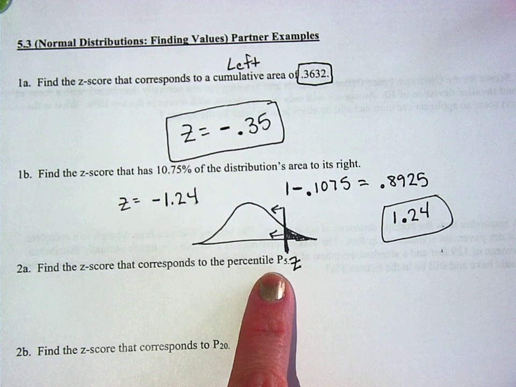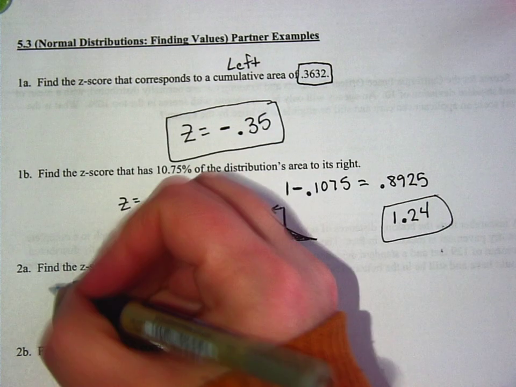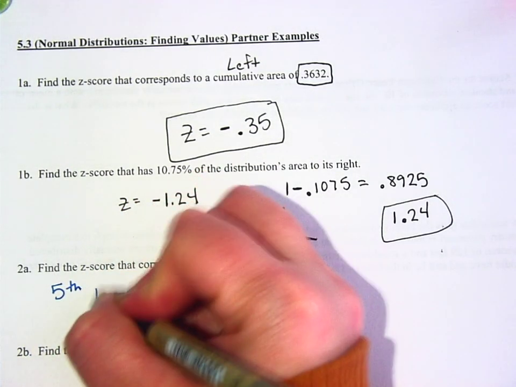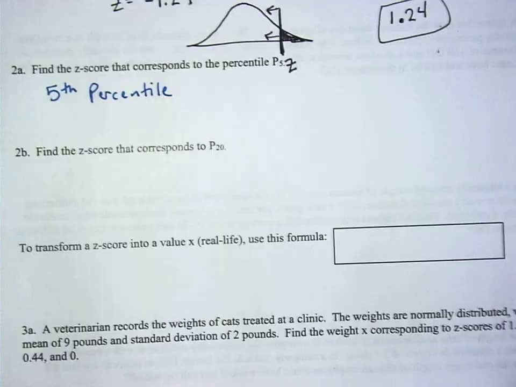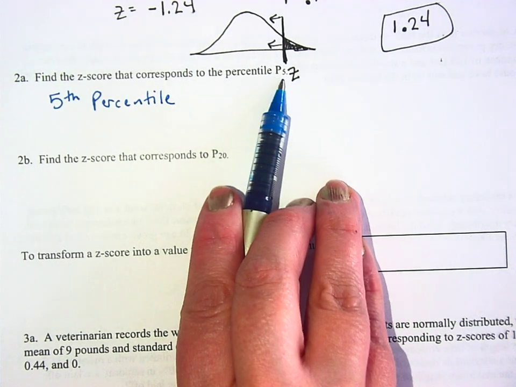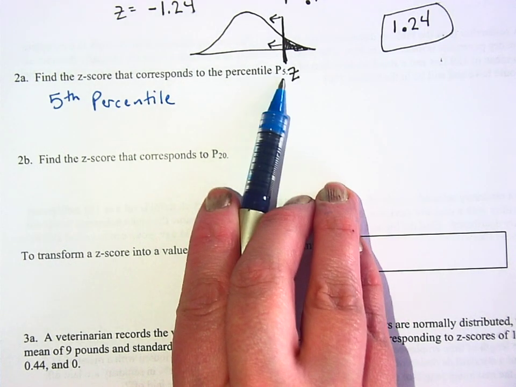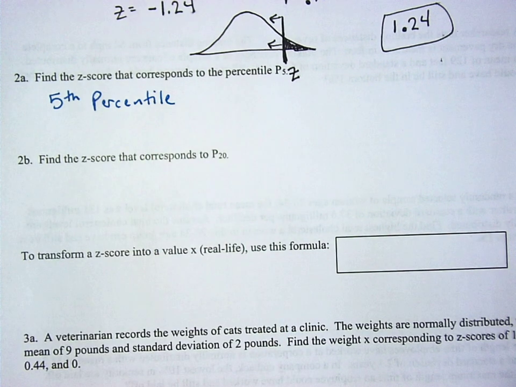When it says P and has a little 5 below it, what that means, and you'll see this a lot on the AP test, is the 5th percentile. That's just notation in statistics. If it has a big P and then a smaller 5 beneath it, that's the 5th percentile. We're looking for the z-score that corresponds to the 5th percentile. So what should I look up in the chart?